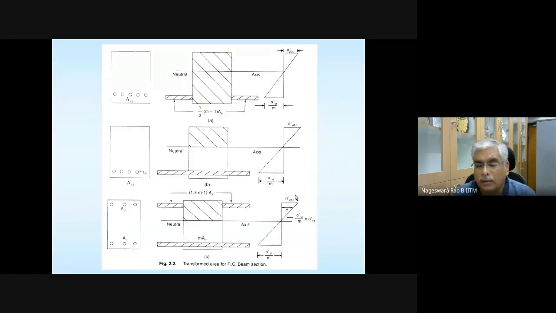Okay. And now, if that is clear, whatever reinforced concrete column section that I showed you, let's see a reinforced concrete beam section. Okay. Reinforced concrete beam section.